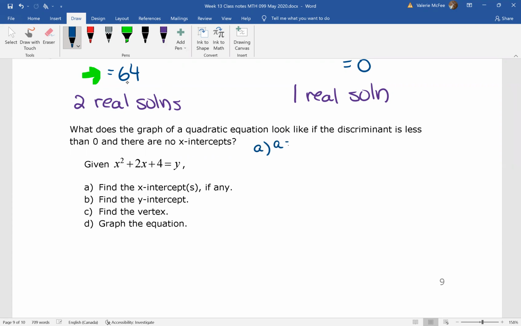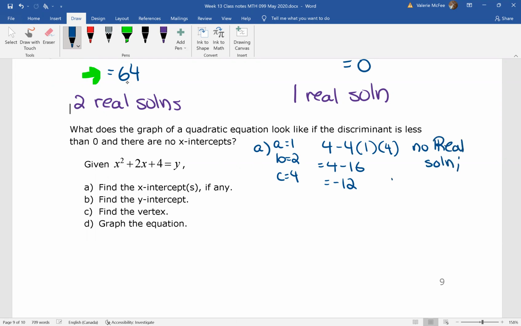We see that a is 1, b is 2, c is 4. We can just check our discriminant. B squared minus 4 times a times c. So I know if I had plugged that all into the quadratic formula, I would have the square root of -12. That tells me there is no real solution. It also tells me that there will be no x-intercepts.